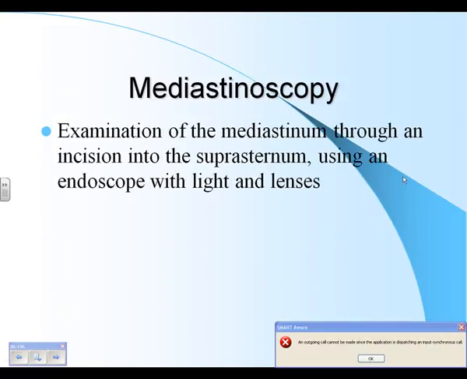I'm not even going to try to pronounce that word. But you're looking at the mediastinum through an incision into the suprasternum, which uses an endoscope as well. Now, suprasternum, this is your sternum. It's going to be above the sternum, so you're going to have an incision into the suprasternum going down into the mediastinum to identify if there's any lesions or abnormalities there.